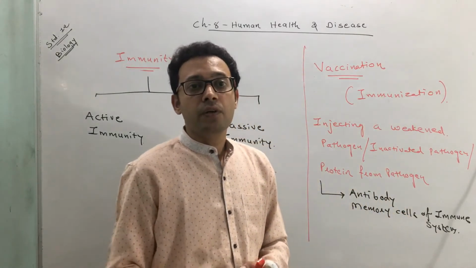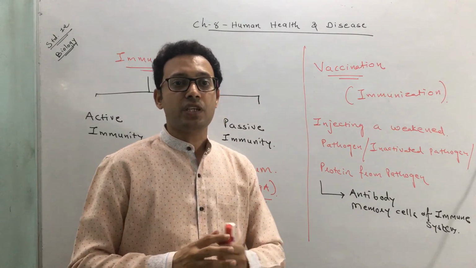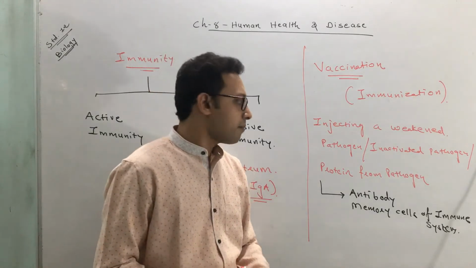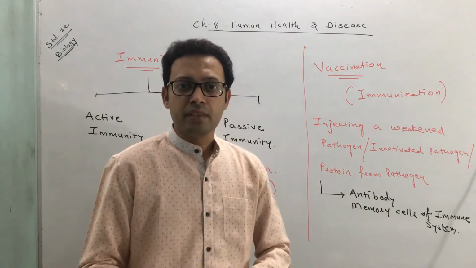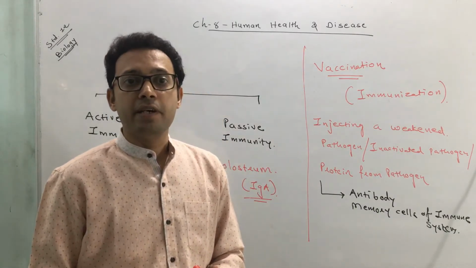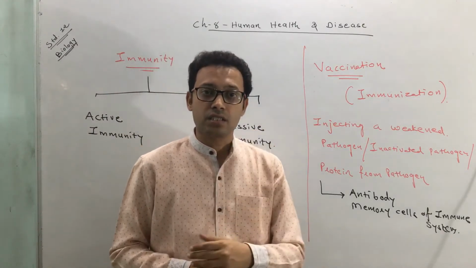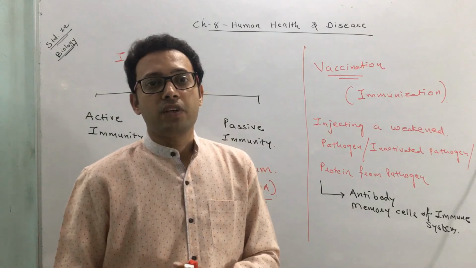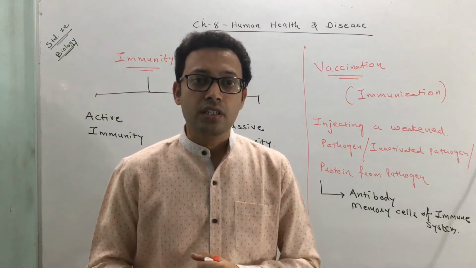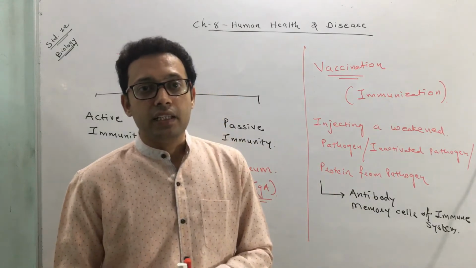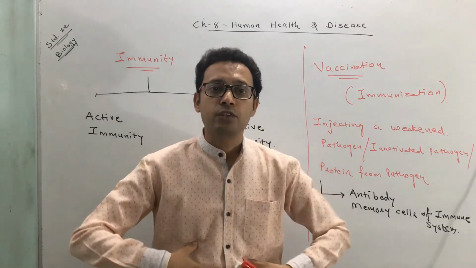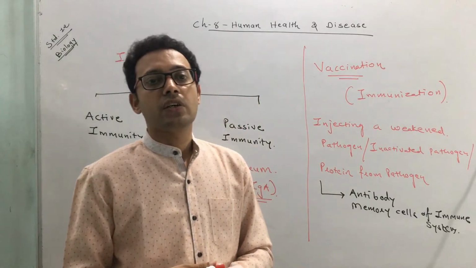But we also have certain deadly microorganisms which are very toxic and need immediate treatment. Then we don't wait for a certain time. In that case, we have to provide ready-made antibodies. For example, tetanus is a deadly microorganism that has a rapid lethal effect, with very fast actions. So in that case, we provide ready-made antibodies, so the body doesn't have to produce them, and obviously the action is very fast.